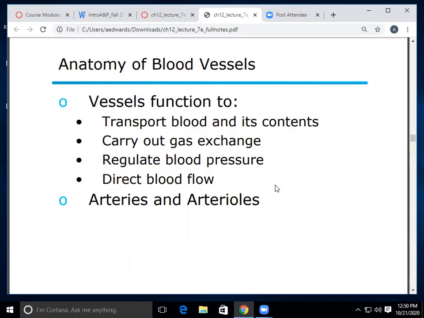So we talked a lot about the heart. All right, so let's talk now about blood vessels. What do your blood vessels do? Well, they help you move blood as well as what's in the blood. Blood vessels help you exchange gases, right? Oxygen, carbon dioxide. Blood vessels help you regulate blood pressure.